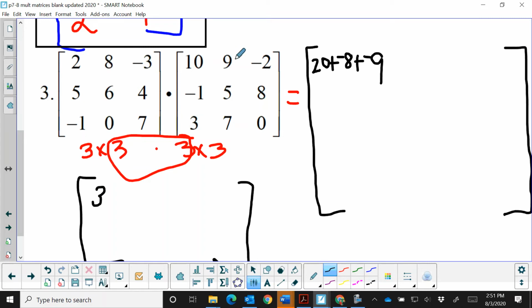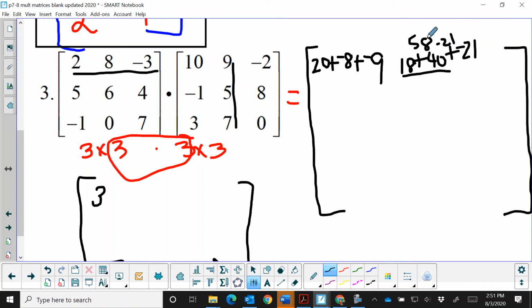Okay, let's do the first row, second column. That's going to be 2 times 9, which is 18, plus 8 times 5, which is 40, plus negative 3 times 7 is negative 21. And you can grab a calculator if you want. Let's see, that's going to give me 58 minus 21 is going to be, what, 37? So that's going to be the second position. Ooh, this gets long, doesn't it?